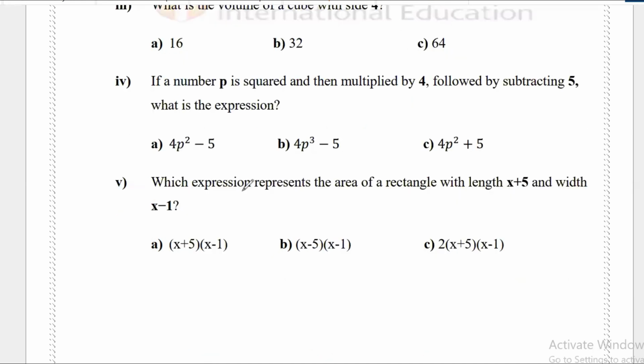The next part of this question is, which expression represents the area of a rectangle? So remember, you have a rectangle, and in this rectangle the length is x plus 5 and the width is x minus 1. We know that to find the area of a rectangle, we multiply length by width. So your length is x plus 5 into x minus 1. So this is your correct option. You can check which one it is. x minus 5, this cannot be. x plus 5, x minus 1. So the first option is the correct option, so your first option is correct.